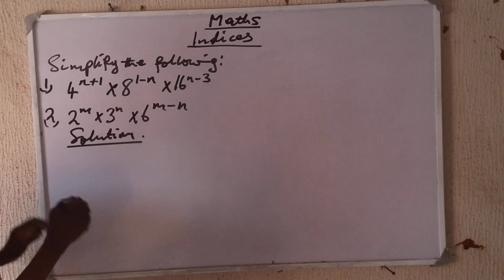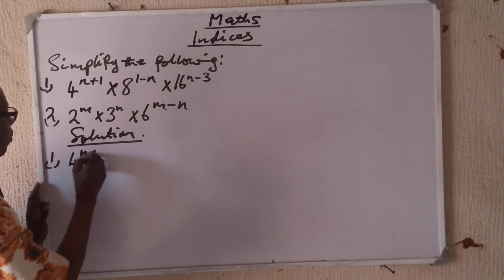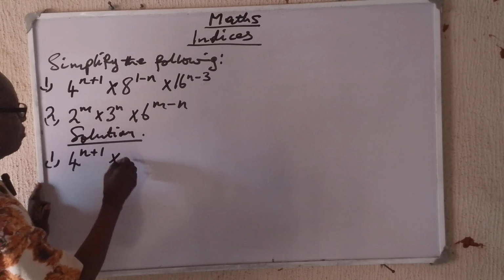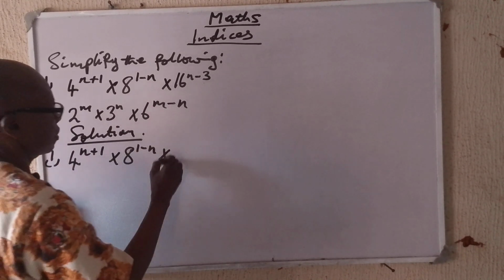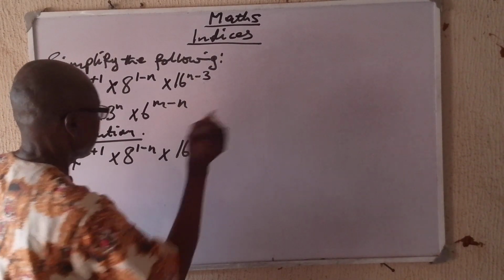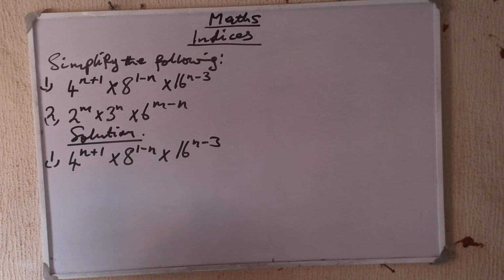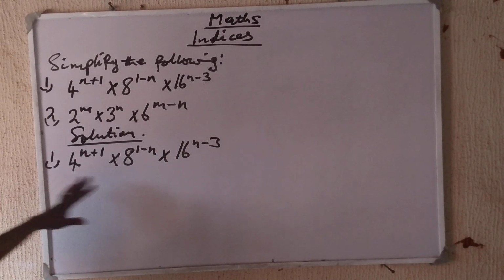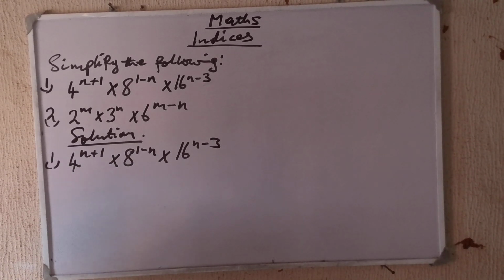The first one, we have 4 raised to power n plus 1 times 8 raised to power 1 minus n multiplied by 16 raised to power n minus 3. So to go forward, we have to simplify by expressing each of them as a power of 2.